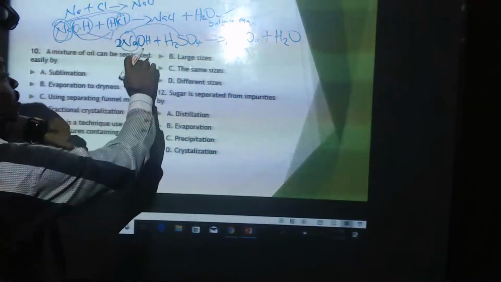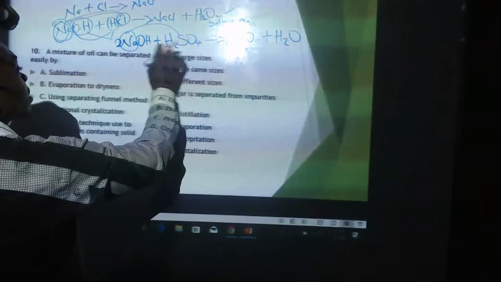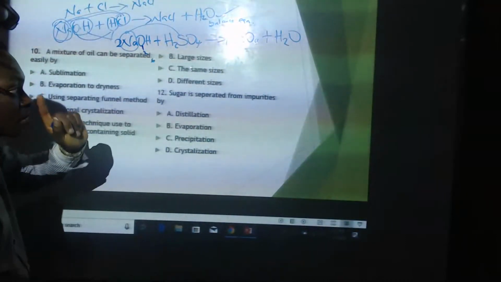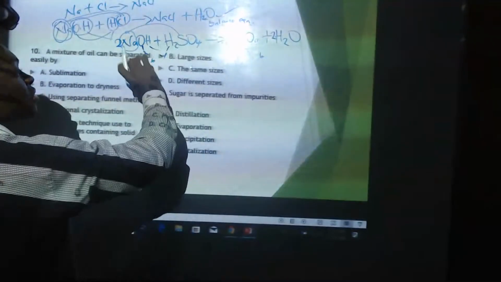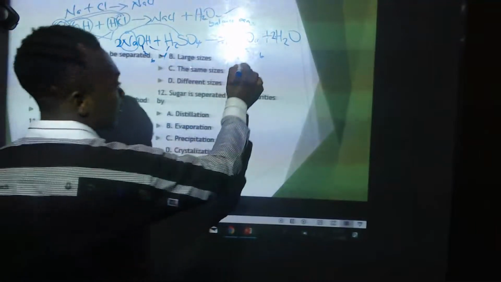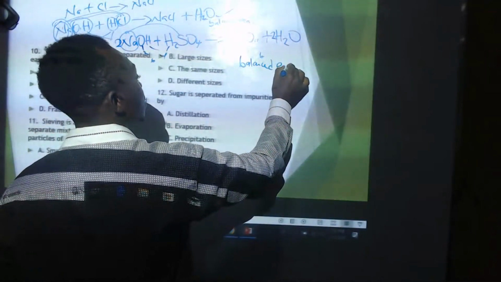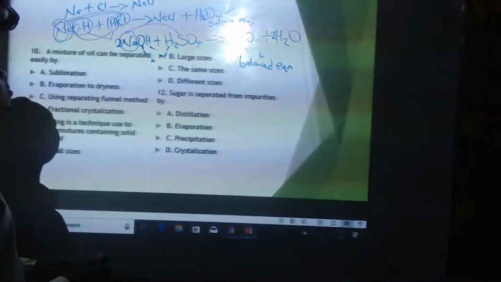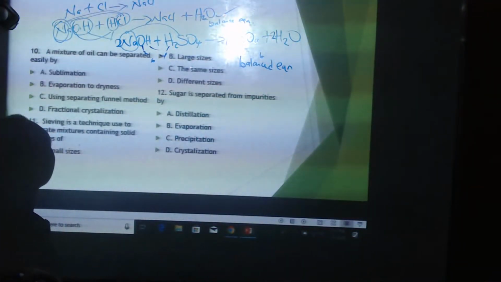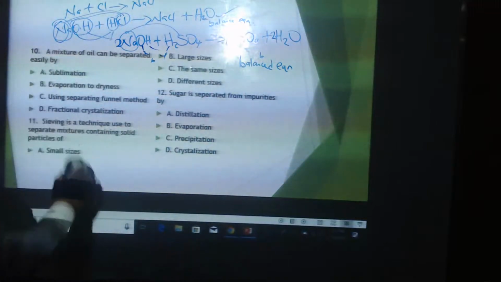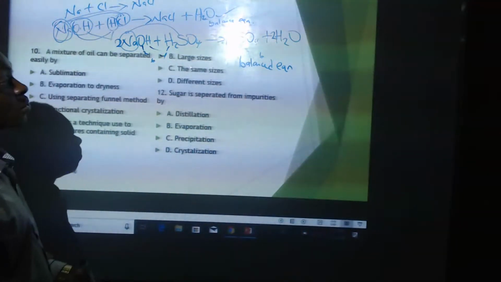The oxygen has changed from being 5 to now being 6, because this is now 2 plus 4, so it's 6. The oxygen is now 6, your hydrogen is now 4. So this is now a balanced equation. Very, very easy. Very, very simple to balance a chemical equation.